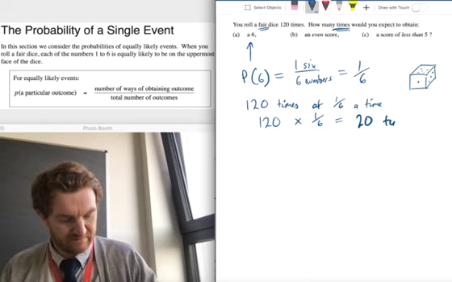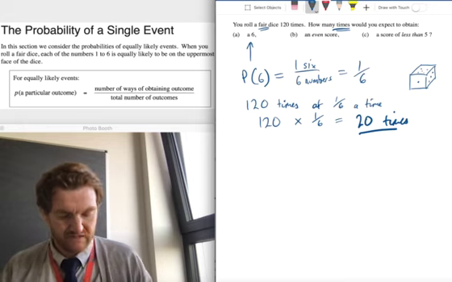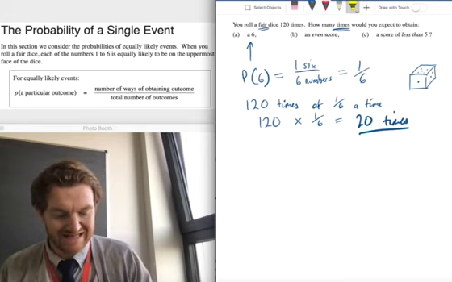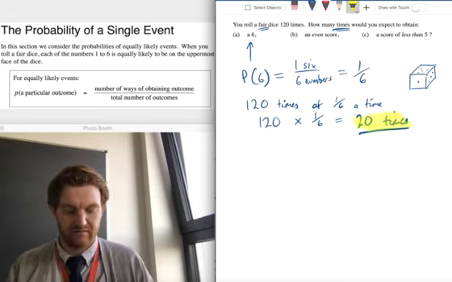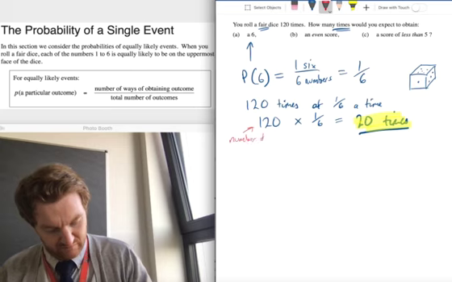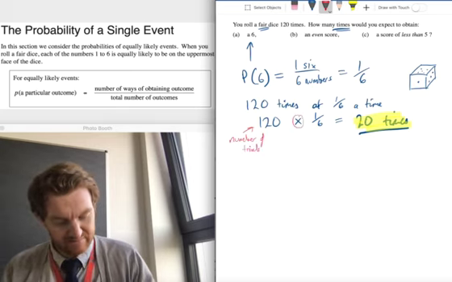20 times. So it's not saying what's the probability, it's saying how many times would you expect it to happen. We take what we call the number of trials and we multiply it by the probability.